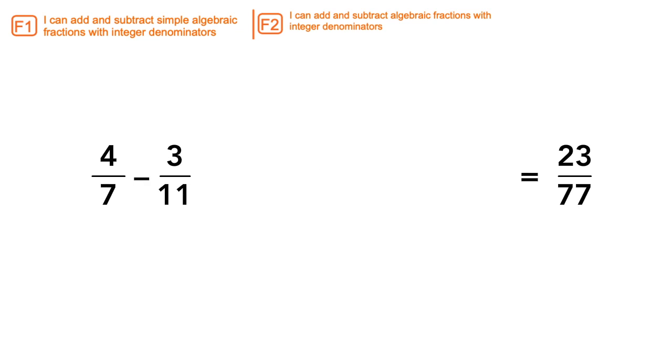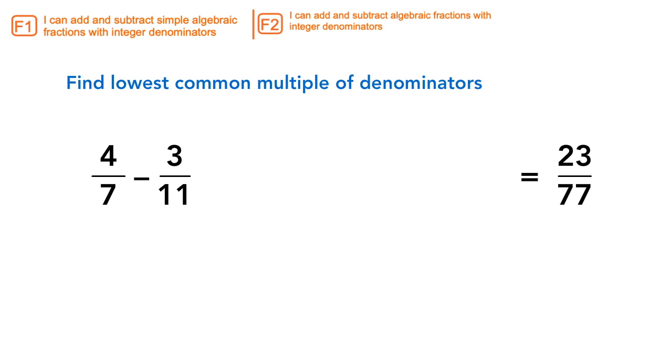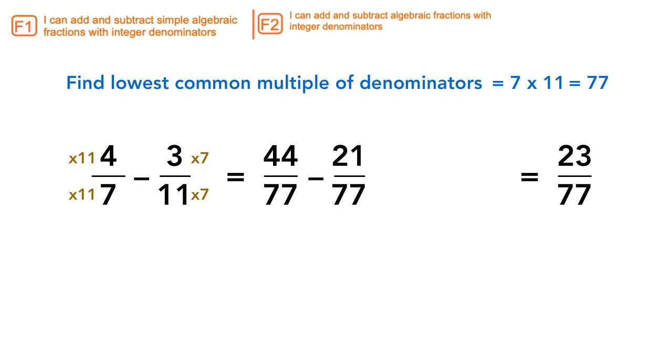Have a look at this question. We find the lowest common multiple of 7 and 11. In this case, 7 and 11 have no common factors besides 1, so the lowest common multiple would be both numbers multiplied by each other. 7 times 11 gives us 77. 4 gets multiplied by 11, and 3 gets multiplied by 7 to keep the fractions equivalent. Now the denominators are the same, we subtract the numerators. The final answer is 23 out of 77.